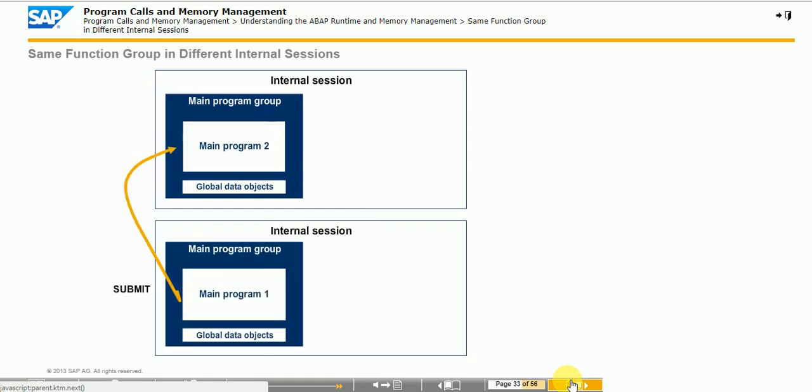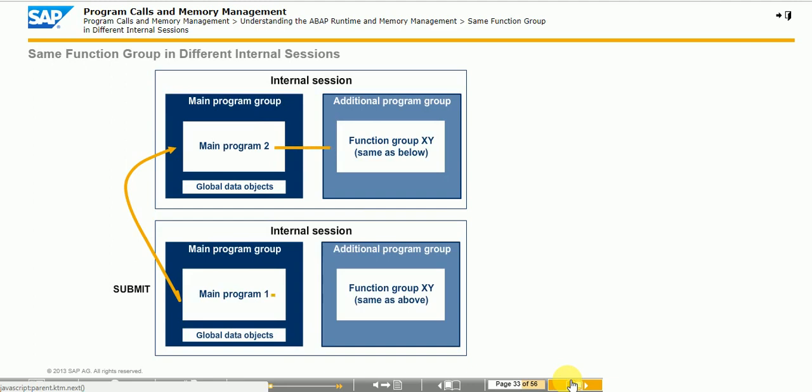When two programs running in different internal sessions call up function modules from the same function group, the system loads the function group into each of the internal sessions separately. The system creates the global data of the function group separately in each internal session. Therefore, there is no possibility or risk of the two main programs exchanging data through the function group.